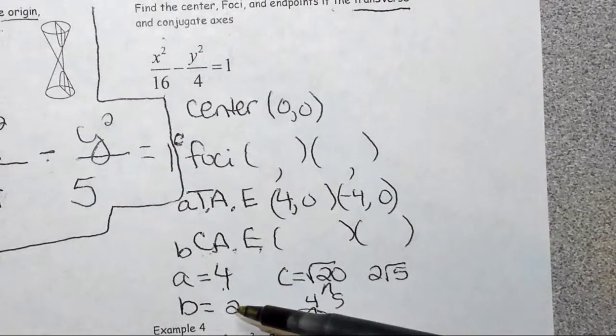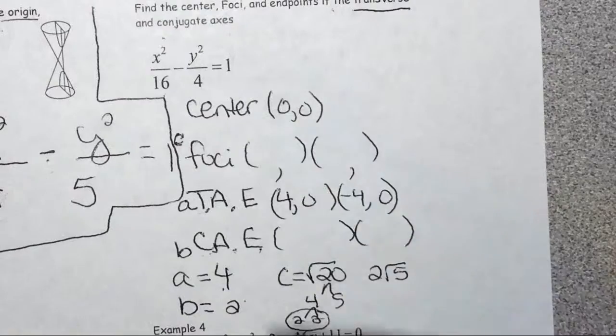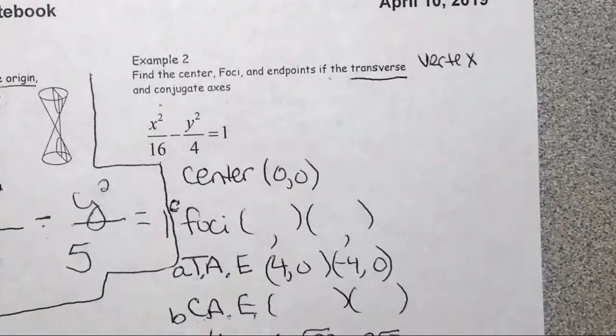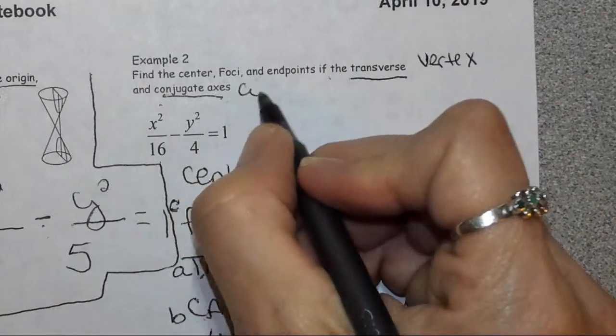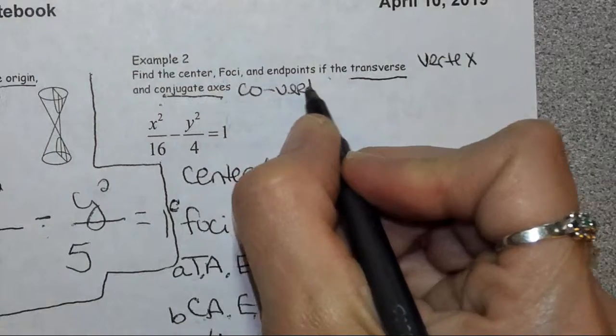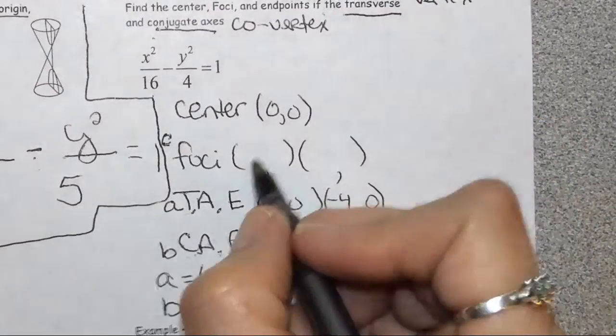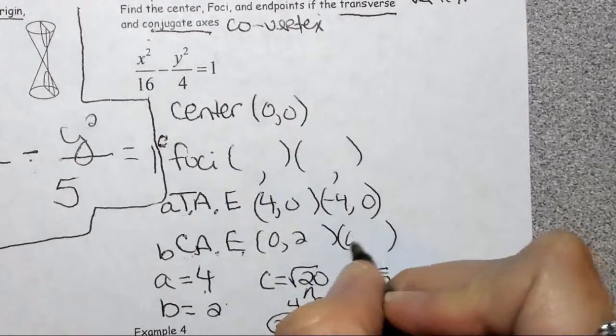My co-vertices are my B's, and that's going to take me up and down how many? 2. And we said co-vertices was the same as the conjugate axis endpoints. So every time you see conjugate axis, they're asking for your co-vertex. So I'm going to go up and down 2, which would give me what points? (0, 2), (0, negative 2).